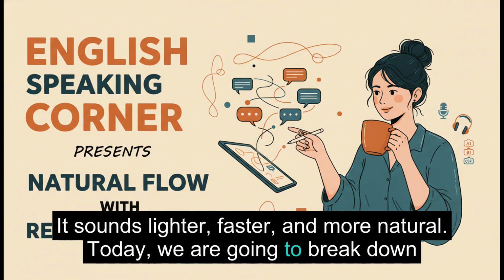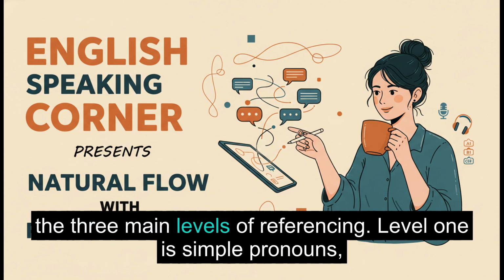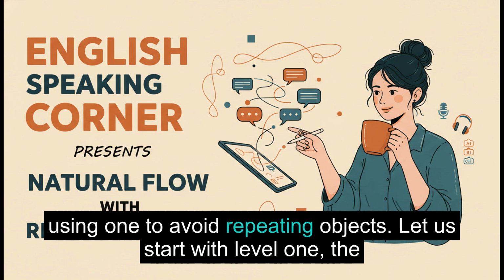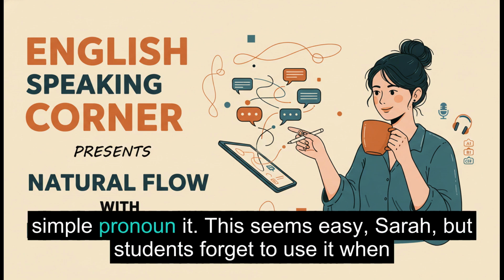Today, we are going to break down the 3 main levels of referencing. Level 1 is simple pronouns. Level 2 is the battle between this and that. And level 3 is using one to avoid repeating objects. Let us start with level 1, the simple pronoun it.